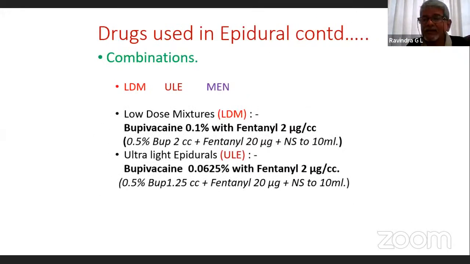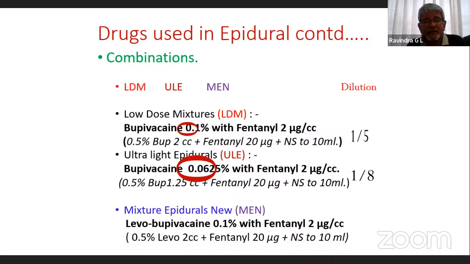So what we have is this. An LDM is a slightly higher concentration of the local anesthetic, 0.1% bupivacaine with fentanyl 2 mics per cc. An ultralight epidural, the ULE, is bupivacaine at a slightly lower concentration, 0.0625%, always with fentanyl 2 mics per cc. And MEN is another one, which is the mixture epidural new. When levobupivacaine came for the first time, I started using it: MEN, levobupivacaine 0.1% with fentanyl 2 mics per cc. And now we have REN also, ropivacaine epidural new. REN is ropivacaine 0.15% with fentanyl 2 mics per cc, is what I use. These are the four mixtures which we are using: LDM, ULE, MEN and REN.